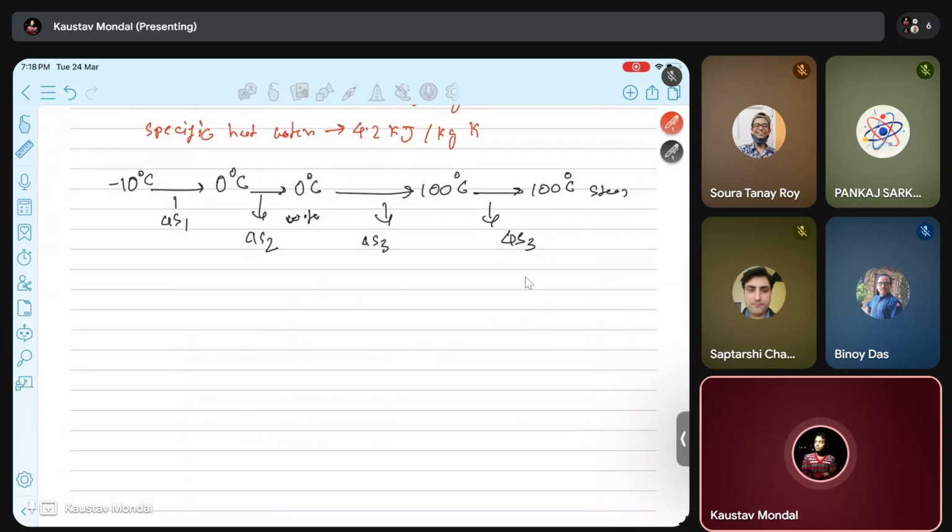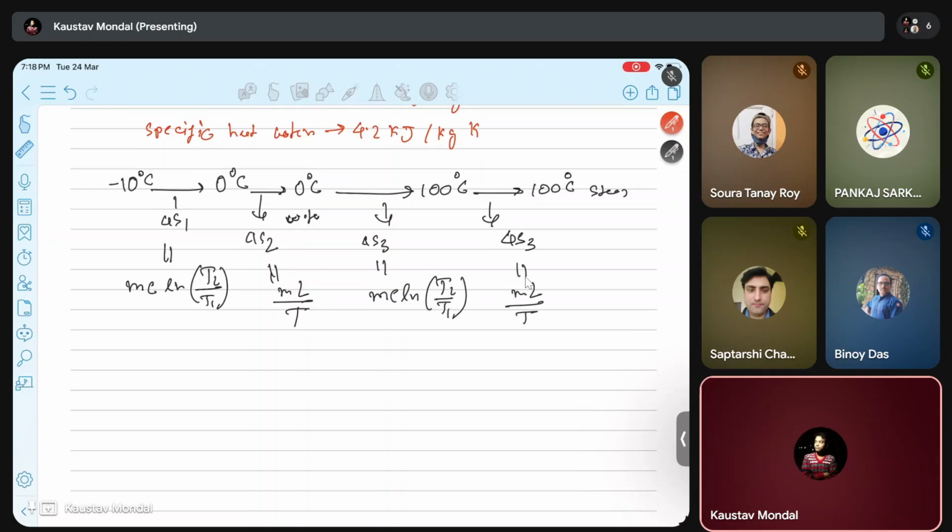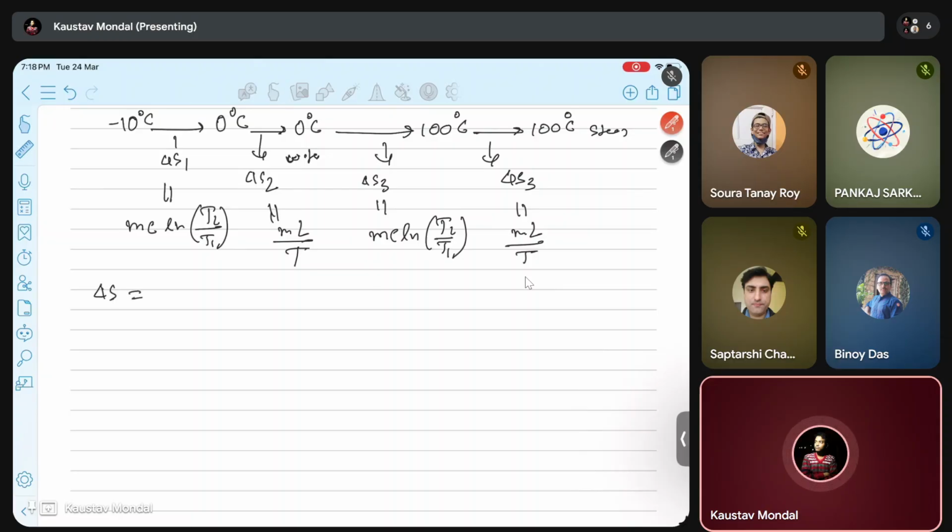Now for each change, for delta S1, for the change in temperature, we know that entropy is basically given by mC ln T2 by T1. For the case of phase transition, the change in entropy is basically mL by T, where L is the latent heat during the phase transition. Again, for change in temperature, mC ln T2 by T1, and for the phase transition, mL by T. So total delta S would be delta S1 plus delta S2 plus delta S3 plus delta S4.